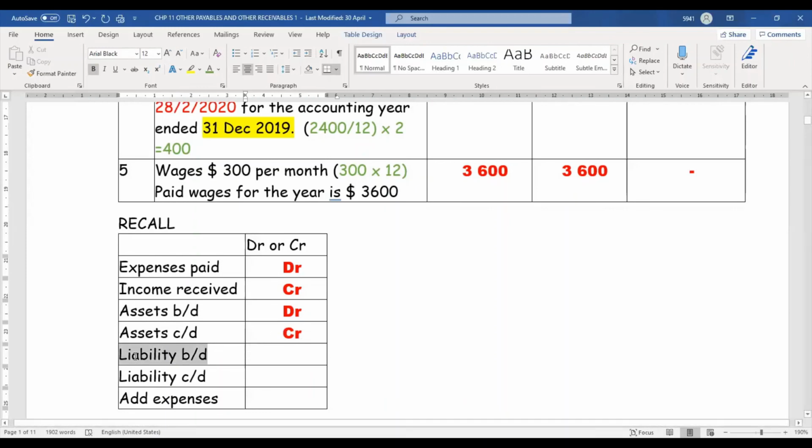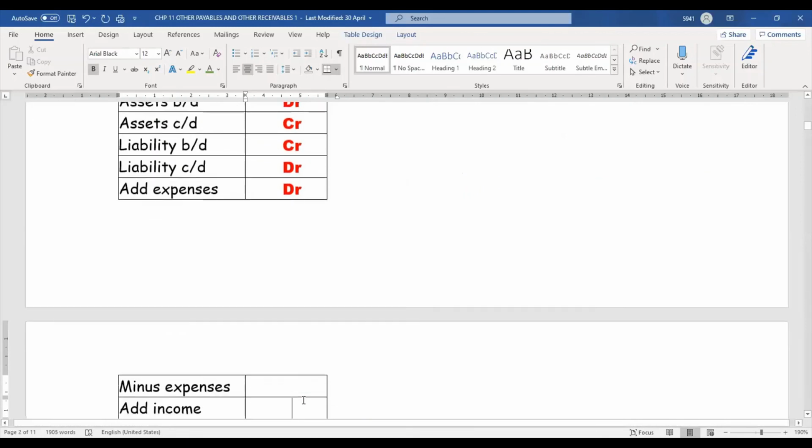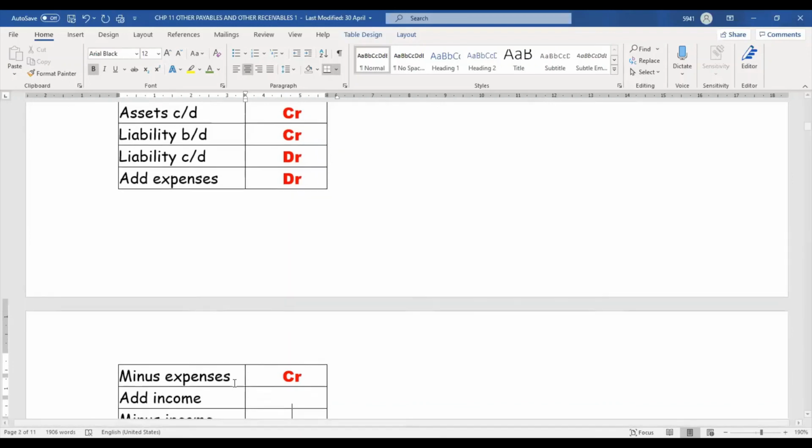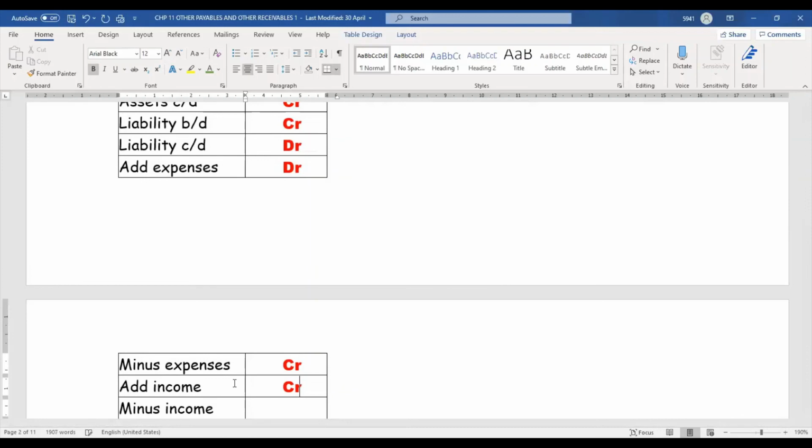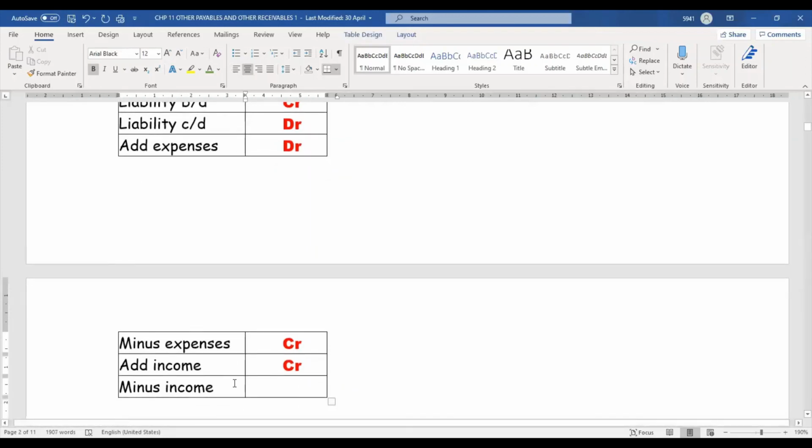Liability balance BD means opening. Okay, liability BD will be in a credit side. Liability CD will be debit side. Okay, and if you want to add the expenses, expenses increase, so debit. And if you want to minus the expenses, expenses minus means credit. If you want to add the income, income will be credit. If you want to minus the income, income we need to record in the debit.